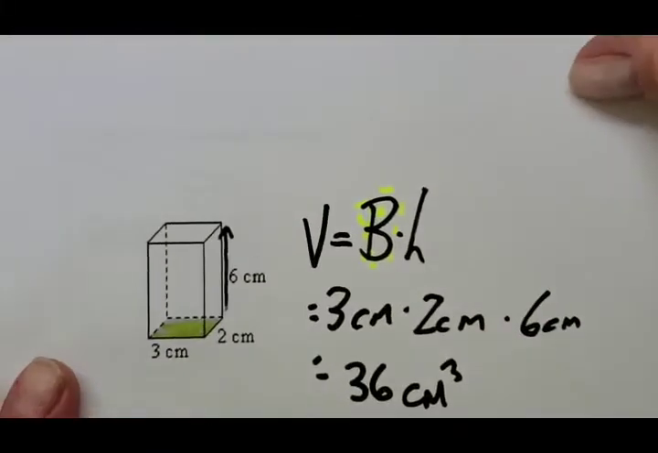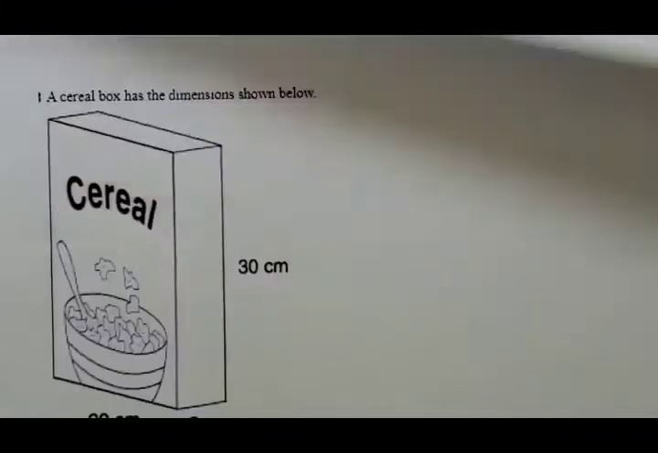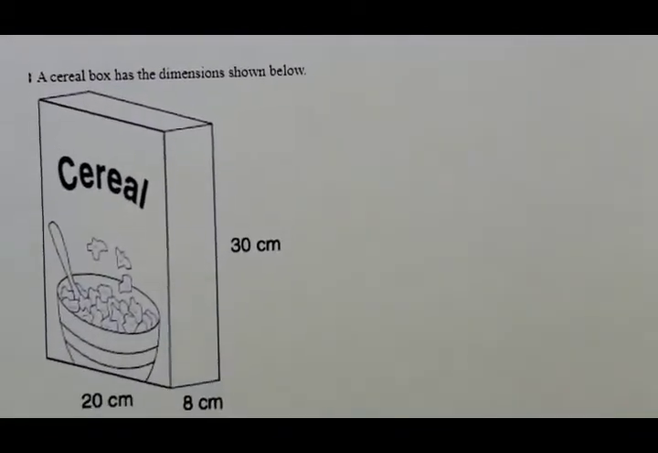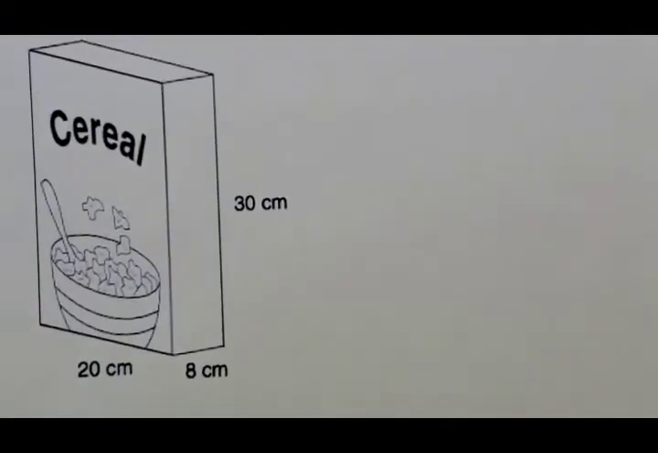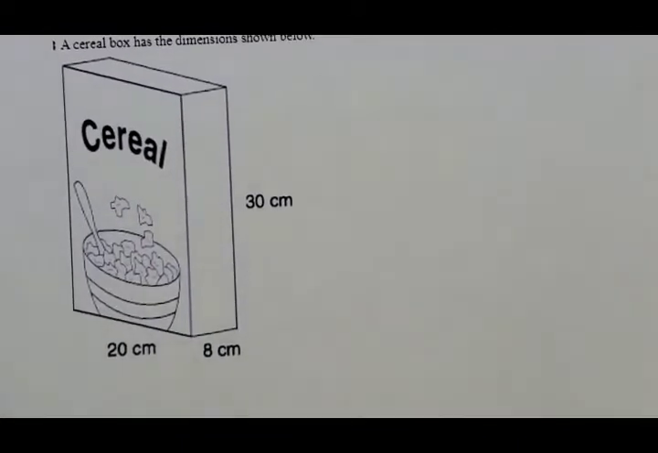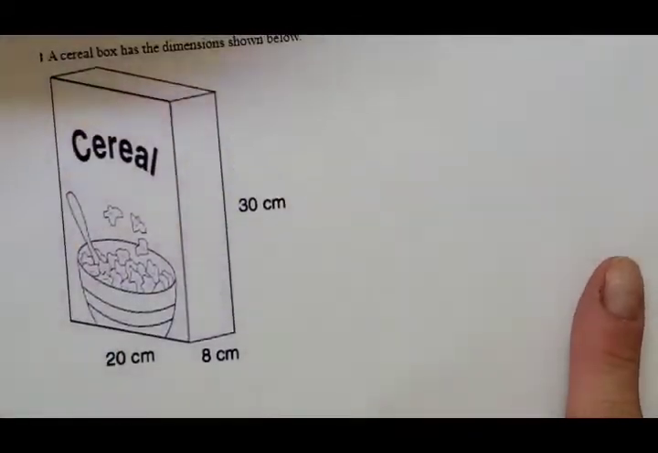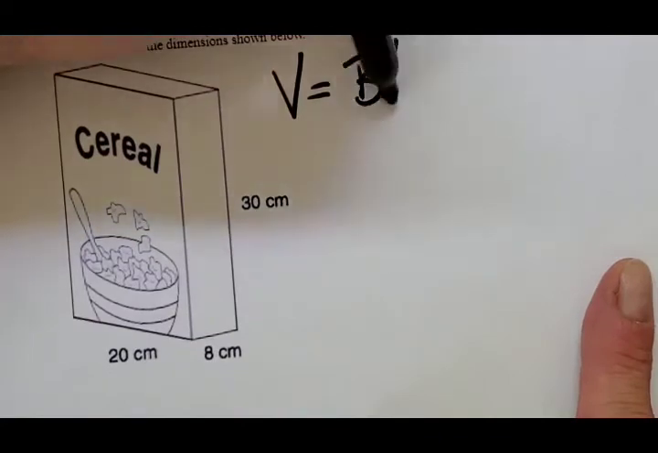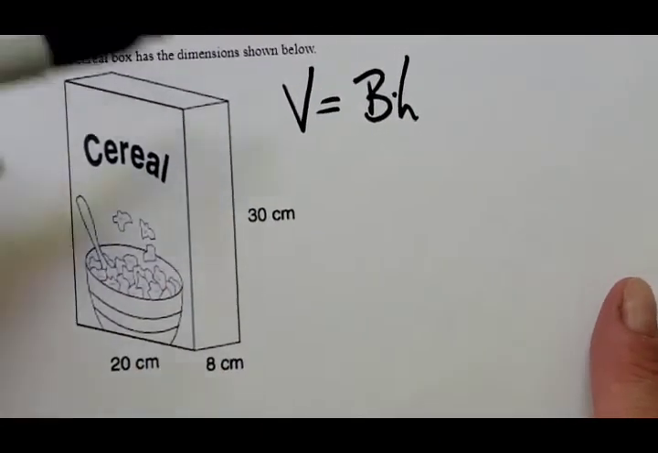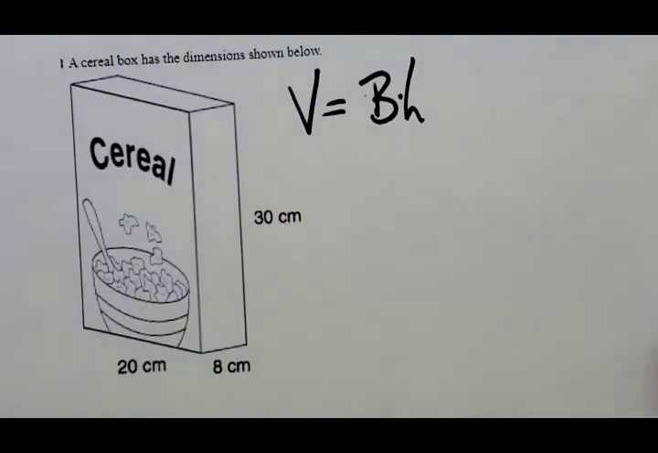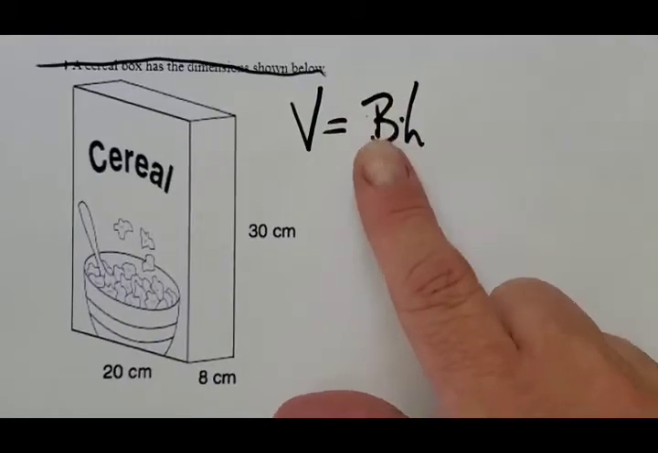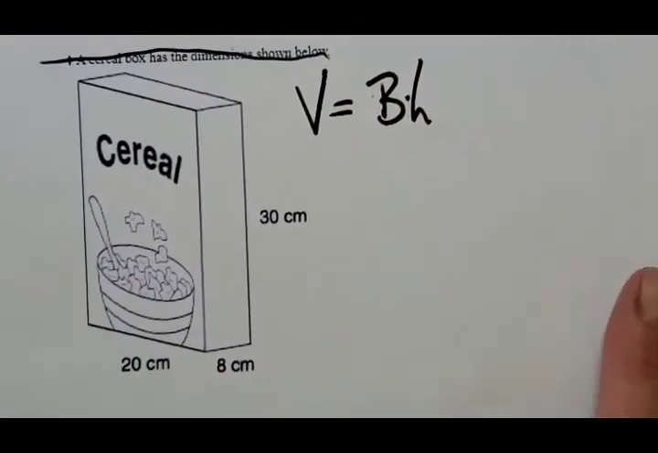Okay? We'll do one more together, and then I'll set you loose to work on your own. Okay? Ooh, Mama, I got some cereal. How much cereal is left? Well, here we have it. So the directions would be something like, find the volume of the cereal box. Okay, well, volume is equal to the area of the base times the height. Again, it's supposed to be a capital B. And capital B is typically known as base area. So it's the base area times the height.